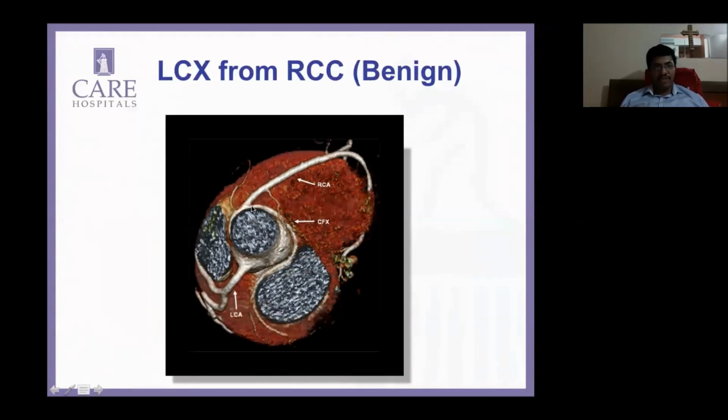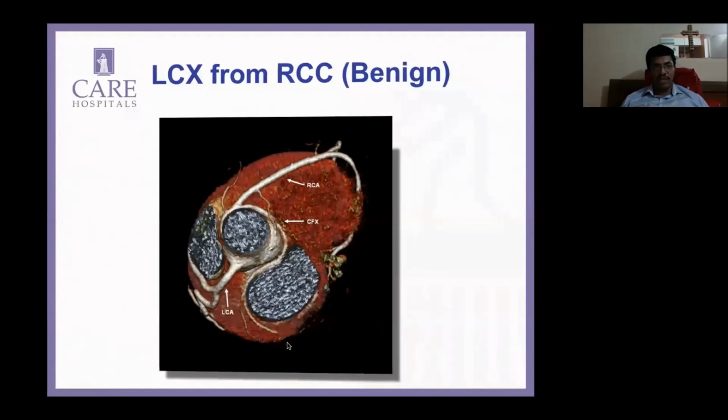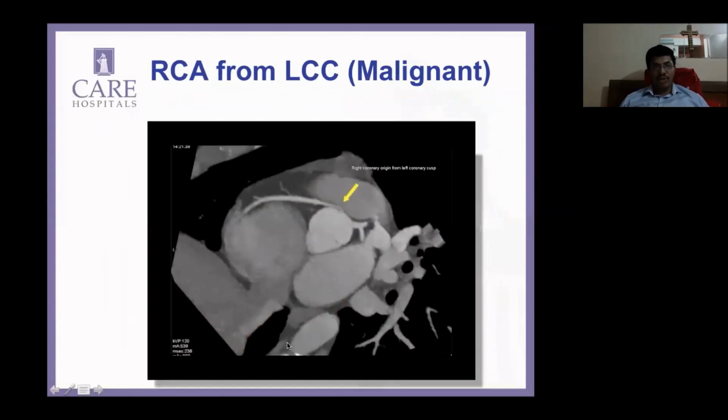and this is another benign abnormality that we see fairly commonly. The left circumflex coming from the RCC, snaking in between the aorta and the left atrium, and then supplying the infralateral wall. Again, a benign abnormality because the left atrium is a rather fixed structure and there's no ischemia in these patients. And of course, this is the kind of patient that Sharat just described.